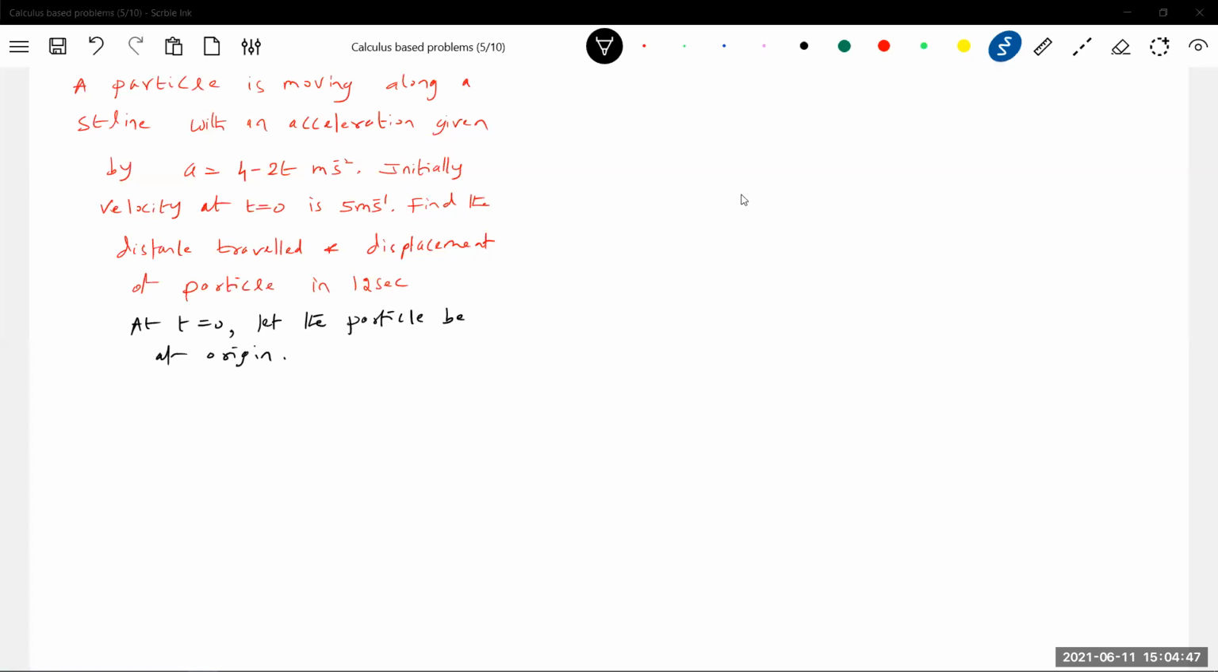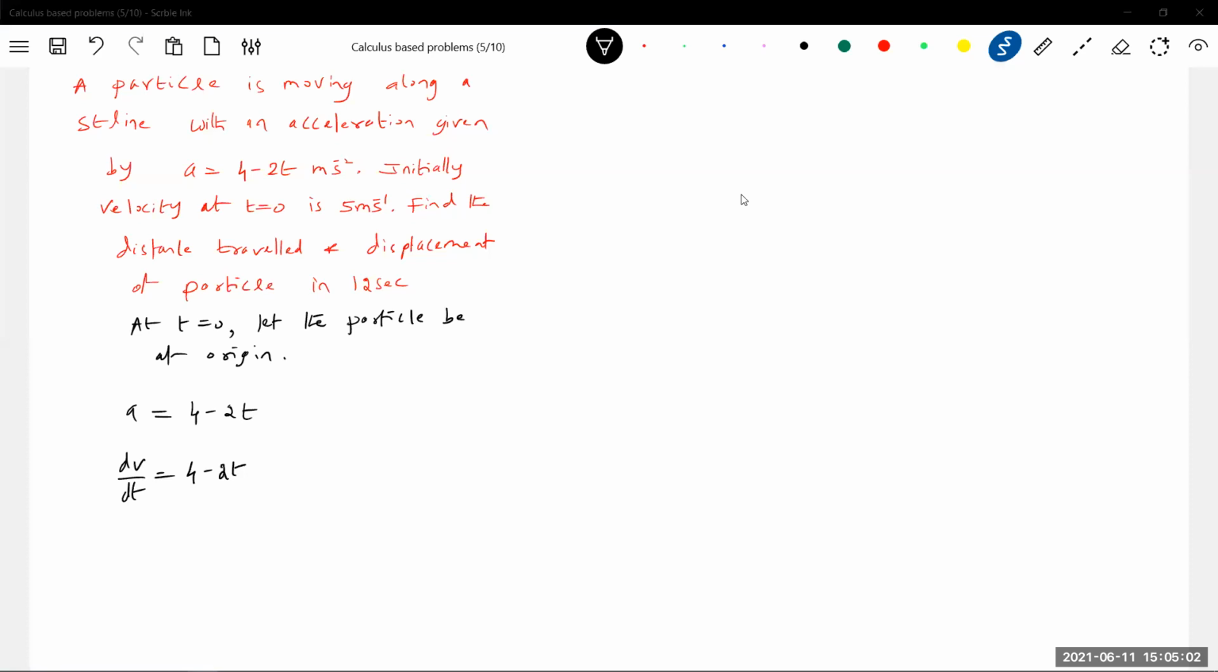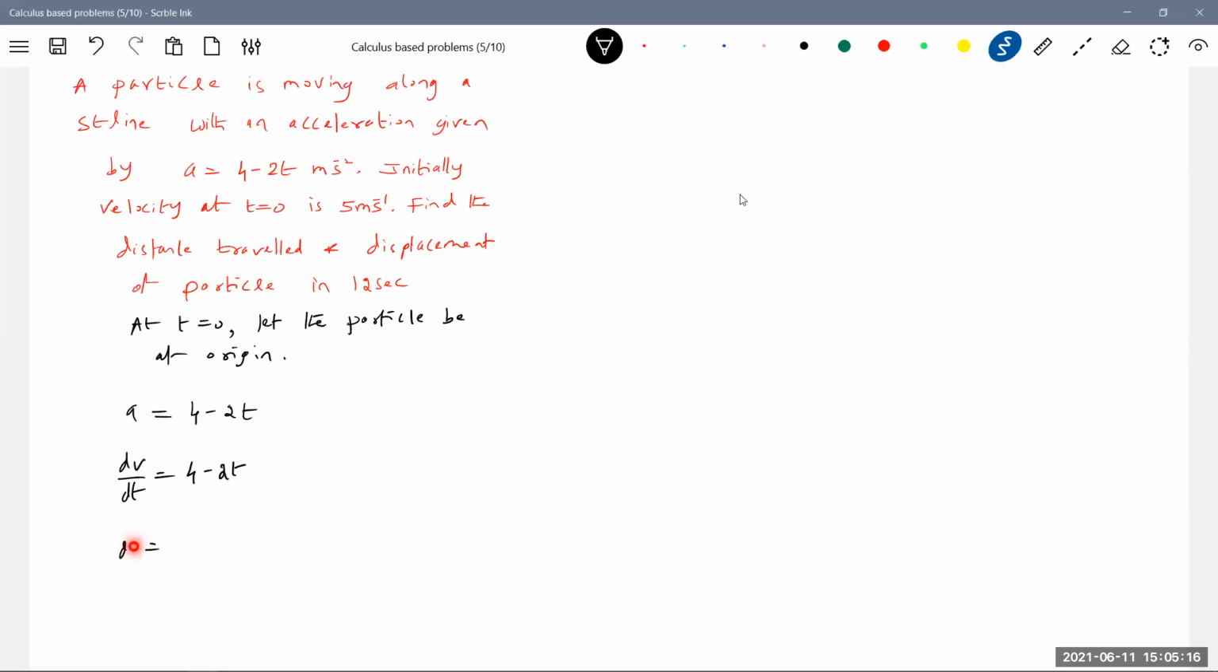Let me proceed like this. Acceleration is equal to 4 minus 2t. This will become further dv by dt equal to 4 minus 2t. Negative sign should be there, check once. So acceleration is dv by dt, 4 minus 2t. So this will become dv is equal to 4 minus 2t dt.